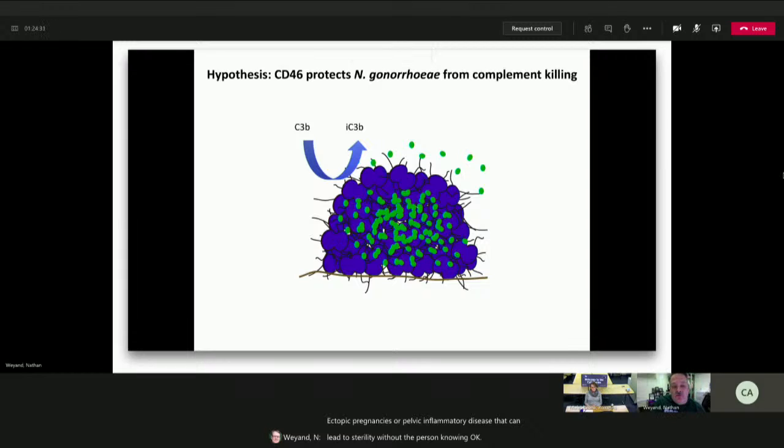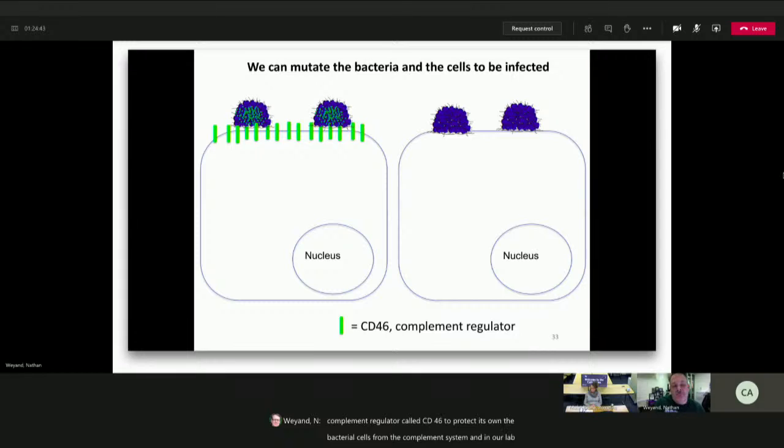All right, so we think Neisseria gonorrhea is stealing this complement regulator called CD46 to protect its own bacterial cells from the complement system. Here in this slide, I'm showing a human cell infected with microcolonies of Neisseria gonorrhea, and the cell on the left has CD46 on it, shown in green. You'll see the green dots in the microcolony. So it's productively stealing CD46.